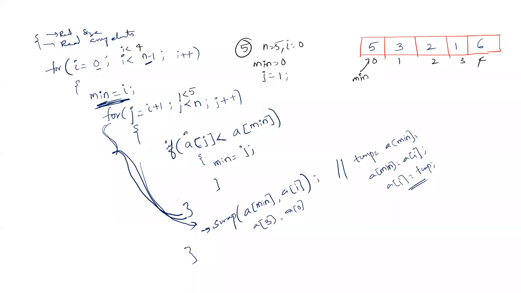If a of j, which is a of 1, is less than a of min. What is min? 0. So a of 1 is less than a of min. What is a of 1? 3. Is it less than a of 0, which is 5? Yes, it is true. If it is true, what am I going to do? I'm going to change min to the j value. So min becomes 1.